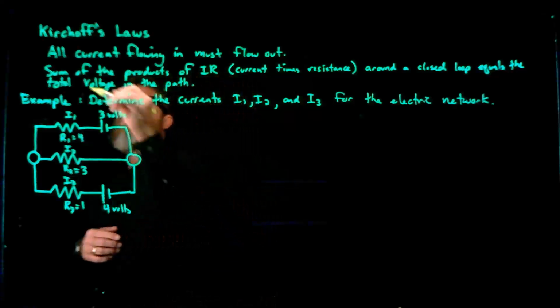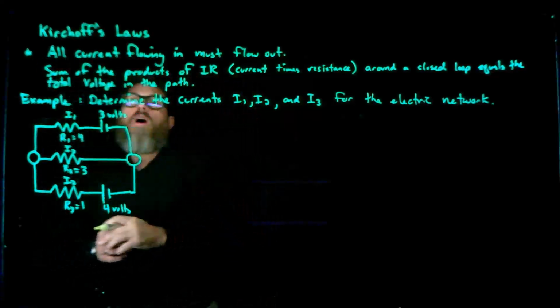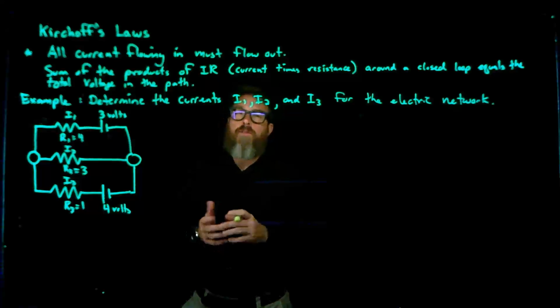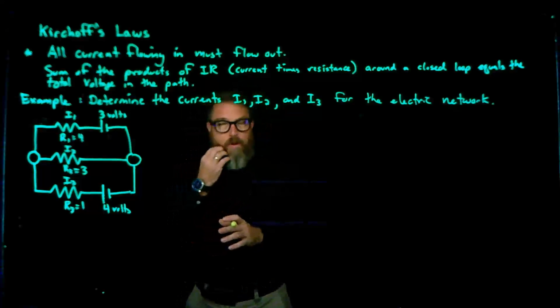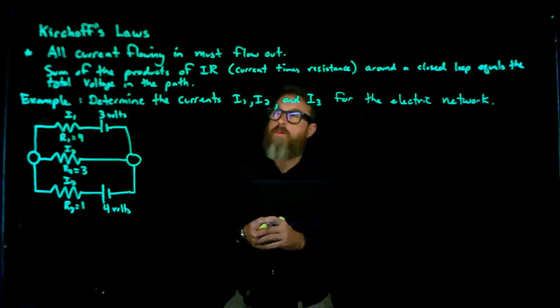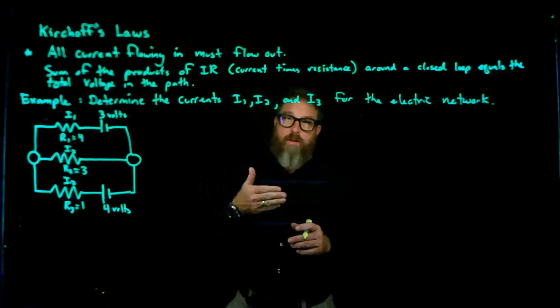So there are two laws. The very first one says all current flowing in must flow out. This is very similar to that network analysis example I did in a previous video, where we said that whatever comes in has to come out.